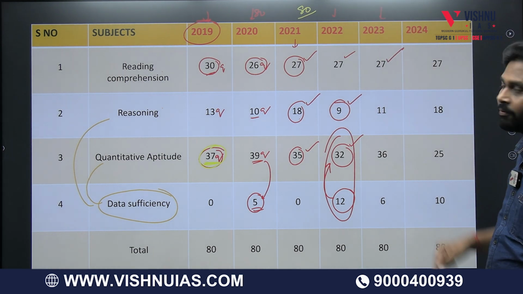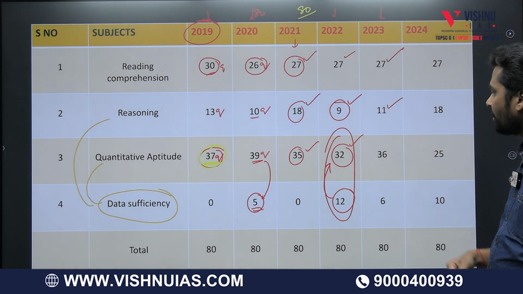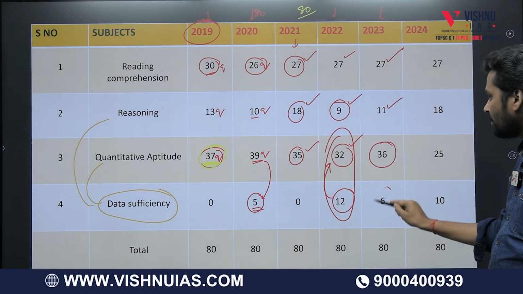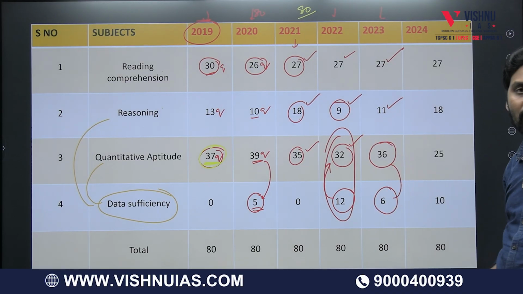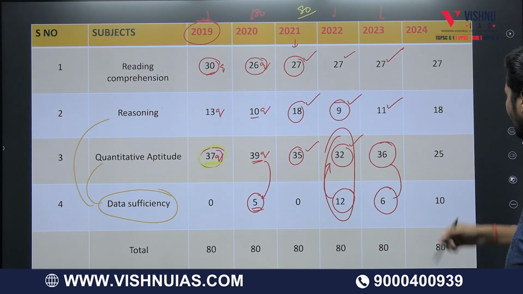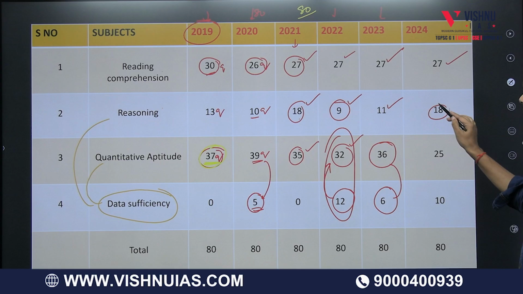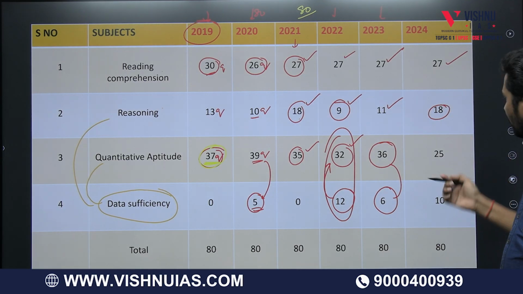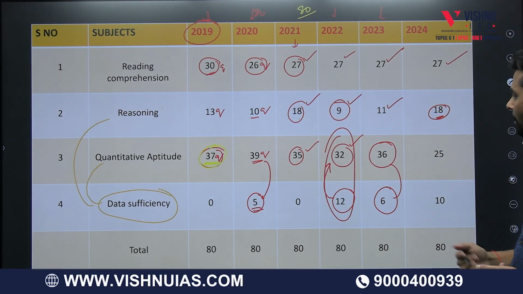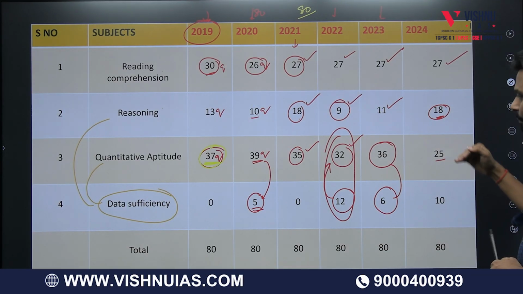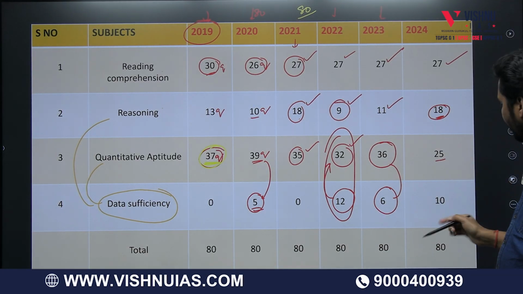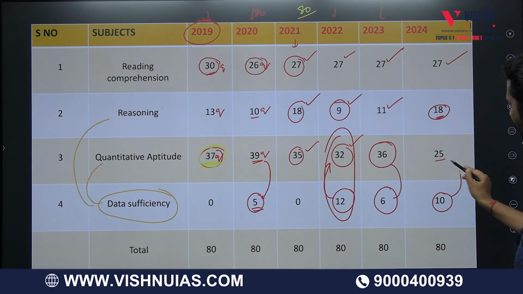2023: 27 questions from reading comprehension, 11 questions from reasoning, quantitative aptitude 36, and data sufficiency again is related to quantitative, 40 plus again. In 2024, you can see that reasoning had 18 questions. Quantitative aptitude, the number decreased slightly, but still, with data sufficiency, more questions are given related to quantitative aptitude only.